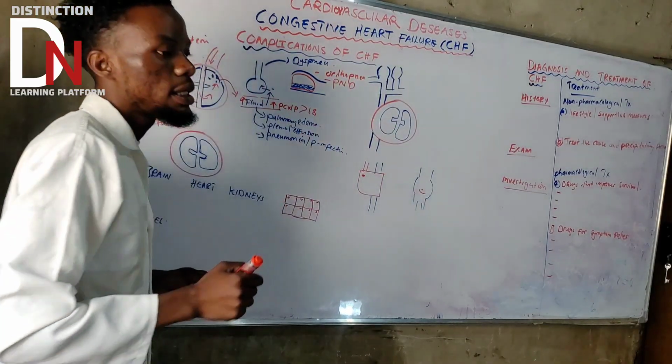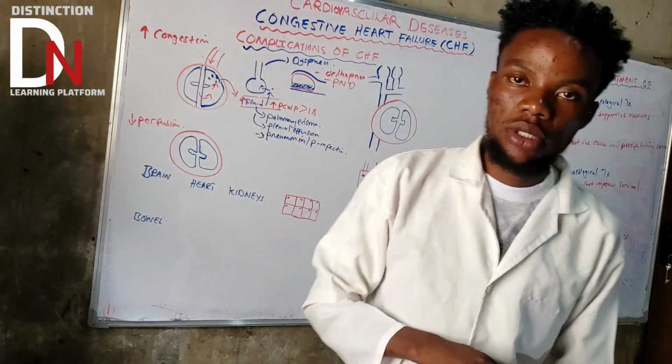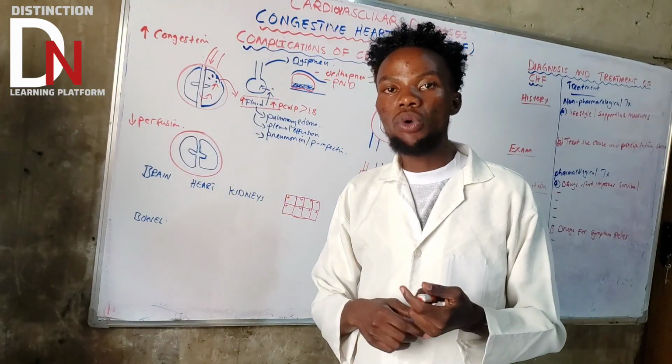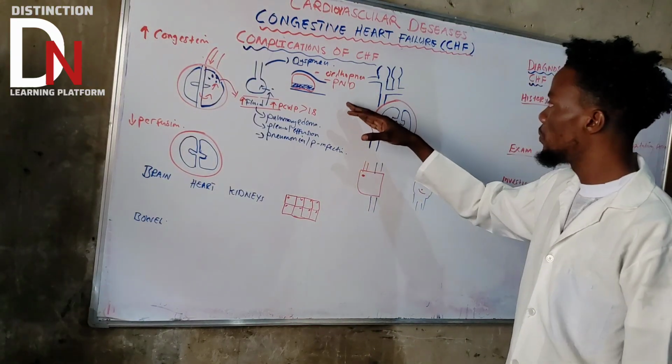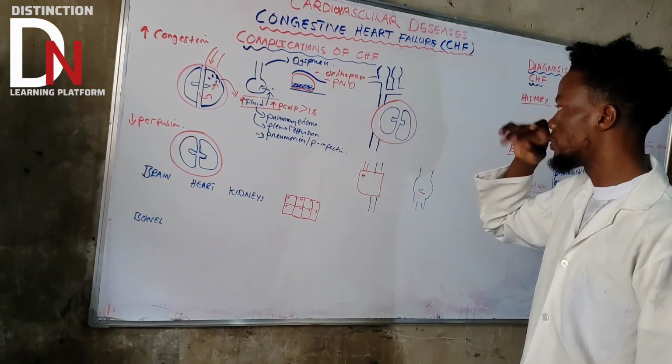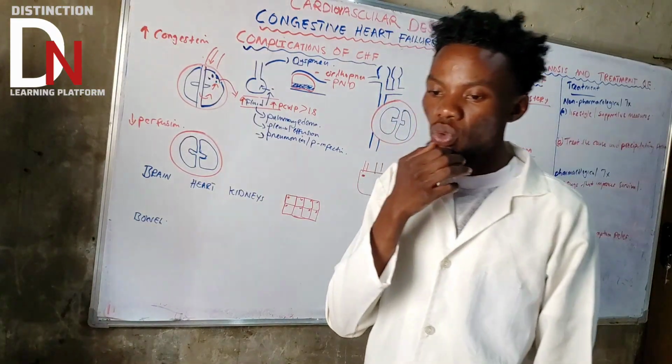PND is paroxysmal nocturnal dyspnea. That is just shortness of breath when you are asleep. So those are the clinical features that you can observe. There are also other clinical features that you can observe due to congestion.